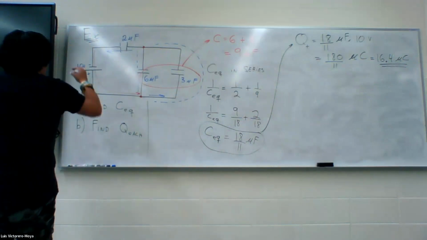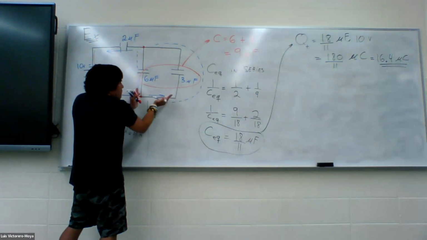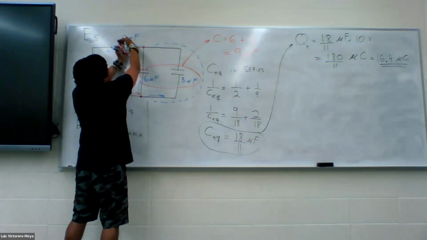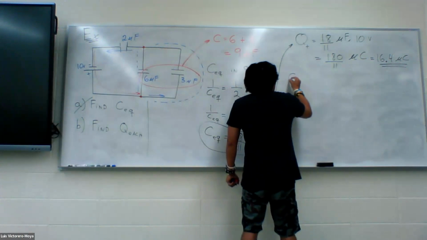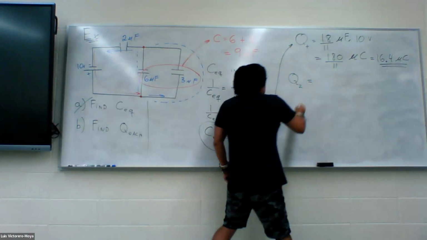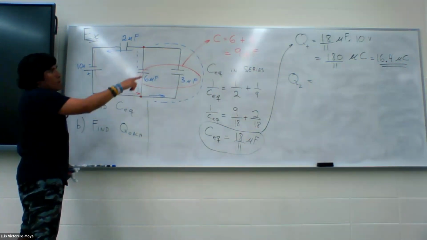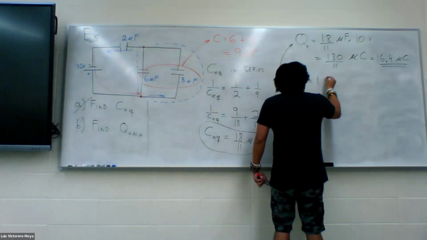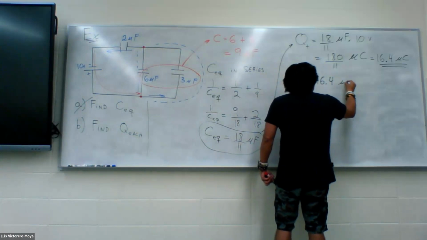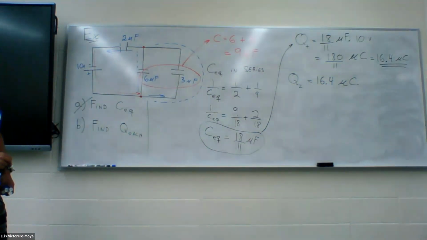Now, if we go back to this circuit, the charge is split here. But look, it's a split and then it's combined here. So I already know what's the charge on 2. The charge on 2 is the net charge of the circuit, which is 16.4. So the charge on 2 is 16.4 microcoulomb. Now I just need to split the charge between 6 and 3.